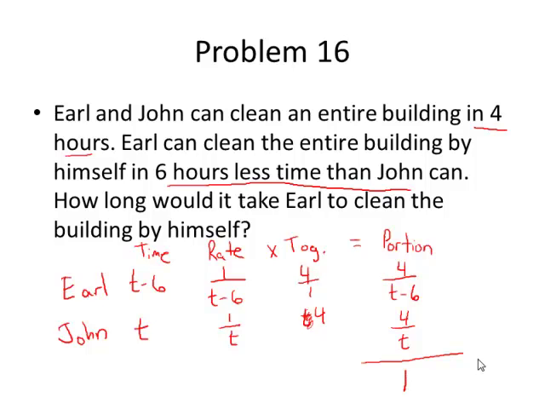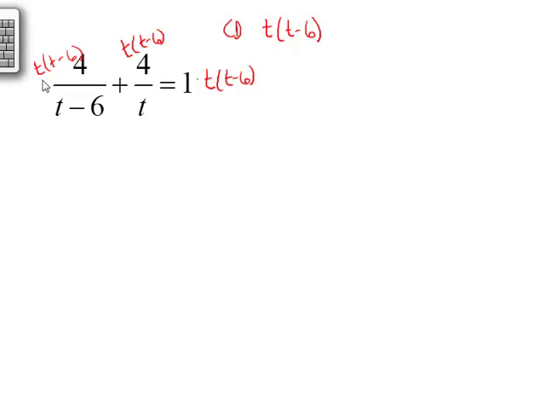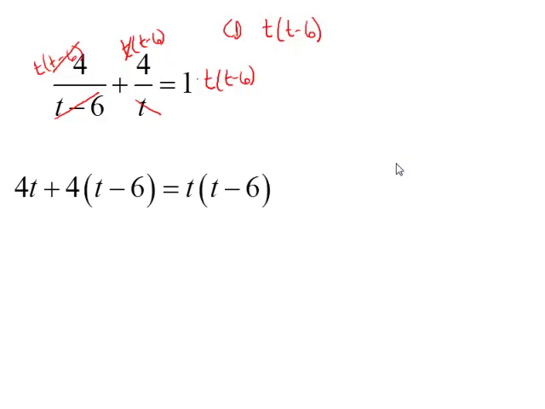All right, there's the equation. The common denominator here is t times t minus 6. And you want to make sure that your common denominator, or the denominator you choose, will cancel each of the original denominators. So we're going to multiply both sides by t times t minus 6. The first fraction, the t minus 6's divide out. In the second, the t's divide out. And we're going to be left with this equation.